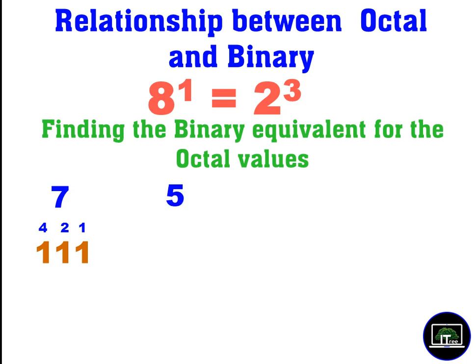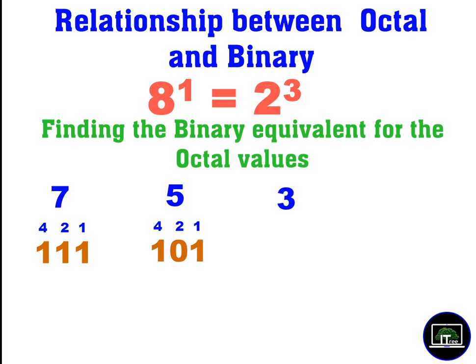Now to create 5, you write 4 2 1. How many 4s? 1. How many 2s? You don't want 2s, it is 0. Then how many 1s? 1. So you write 1 0 1.